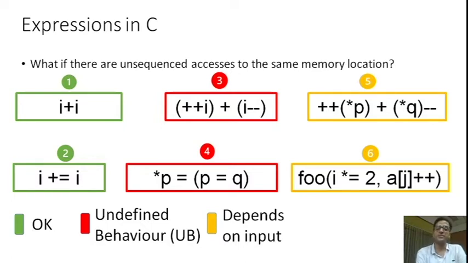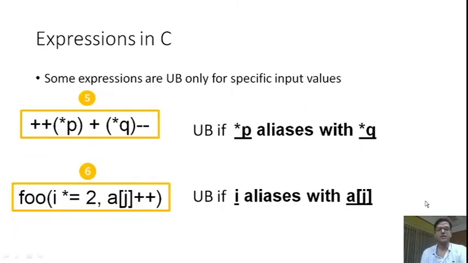Now consider expression 6. Again, expression 6 has two side effects which are mutually unsequenced. The evaluation of this expression would be well-defined only if a[j] is known to not alias with i. If a[j] refers to the same object as i, then the evaluation of this expression would be undefined. To summarize, some expressions exhibit undefined behavior only for specific input values.